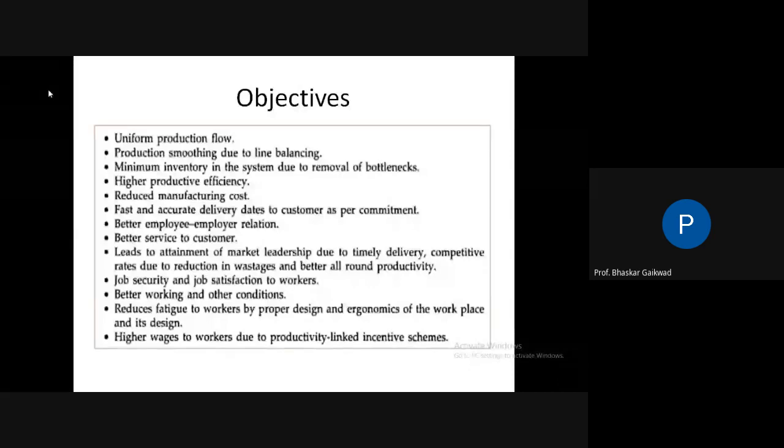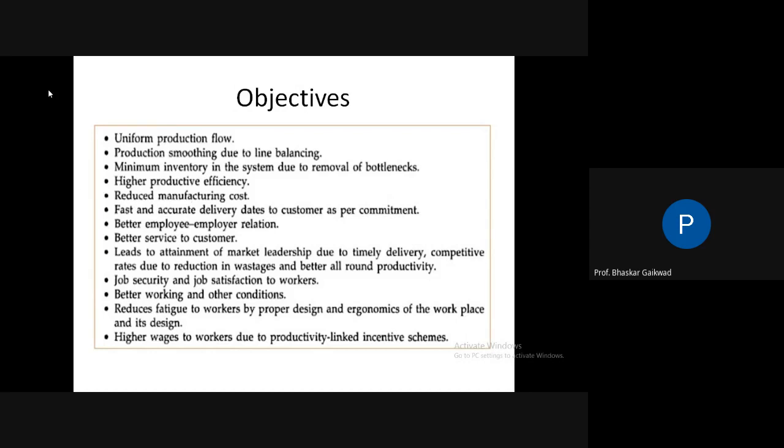So the main objective of making use of work study in industry is uniform production flow, which means continuous production flow. In the sugar industry, this is continuous production. If we are not using work study here, if we are not thinking about the present methods and improvement over these present methods to bring mechanization and modernization, the production will not flow. So uniform production is the main objective of work study.